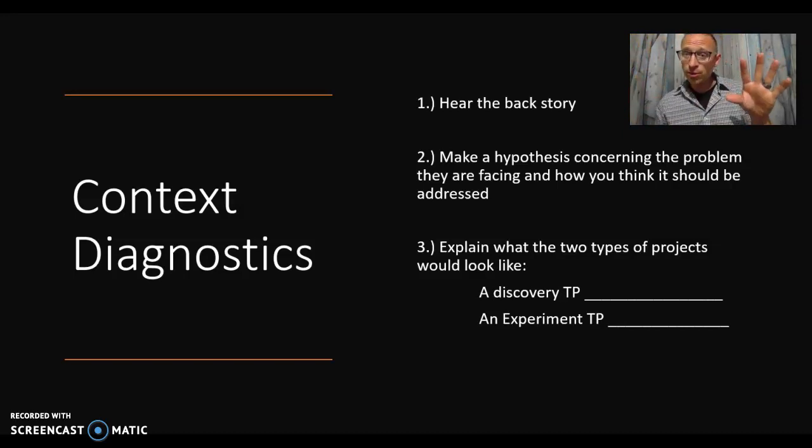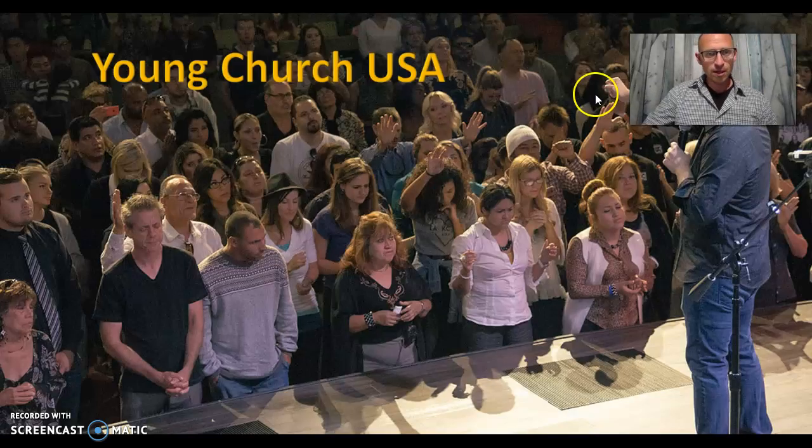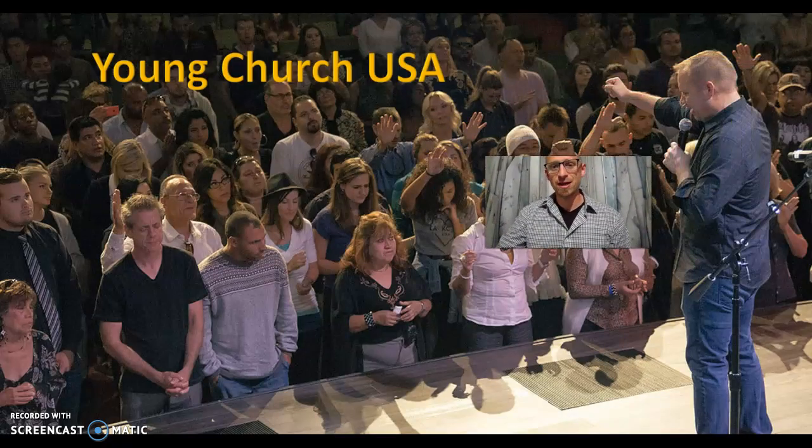An experimental thesis project is where you're actually going to do something and measure its successfulness. So those are, again, from video 1, the two different kinds of thesis projects. But let's go ahead and get started with our first context. All right. Context number 1, Young Church USA.